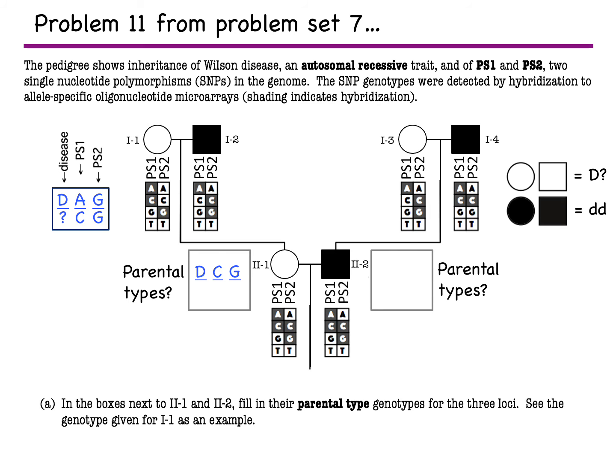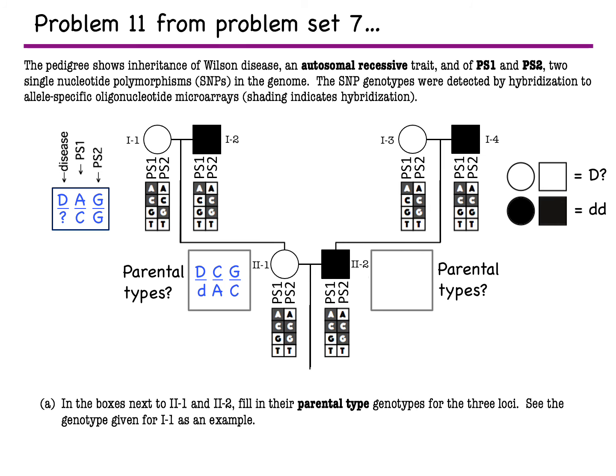And then using the same logic, I'm not going to go through it here, you can determine what the parental type would be that individual 2-1 inherited from individual 1-2, his or her father. And that's what you should get if you work through that logic.